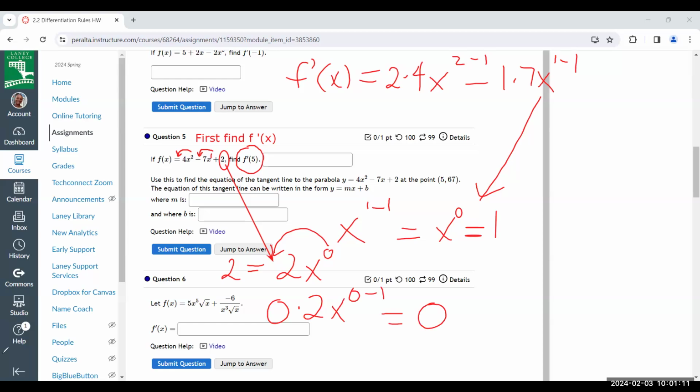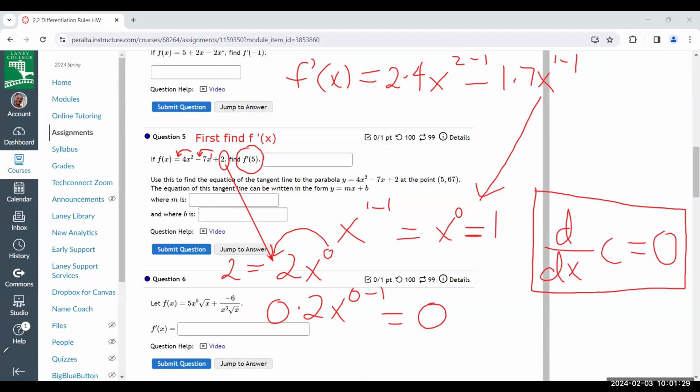So that's actually a new rule, but it's directly from the power rule, and it just says that the derivative of a constant is always going to be equal to 0. So that's a rule to keep in mind. Anytime you're taking the derivative of a constant, you get 0, which, by the way, makes perfect sense.